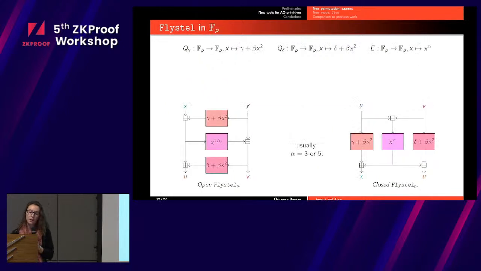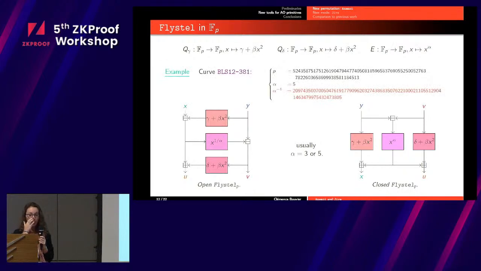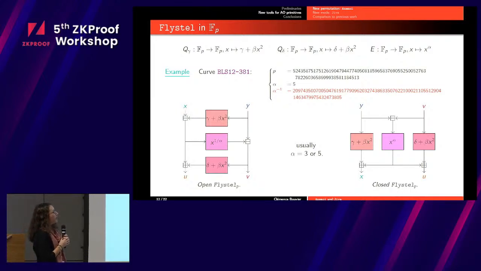Maybe let's take some examples. In Fp, we can use the square as a quadratic function. And for the permutation, we'll use x to the alpha. Alpha is supposed to be coprime with p minus 1, so that we have a permutation. And usually we take 3 or 5 because we want a small exponent so that we need only a few multiplications. So for the closed flystel, we use the squares and x to the alpha. And for the open flystel, we use the inverse of alpha. Again, let's take some examples. If we use this curve, we can use alpha equal to 5, and the inverse of alpha is this one. So we can really see here that if we use the closed flystel, we have squares and x to the 5, so this is a low degree function. But if we use the open flystel, as we use the inverse of alpha, this will be a high degree permutation.